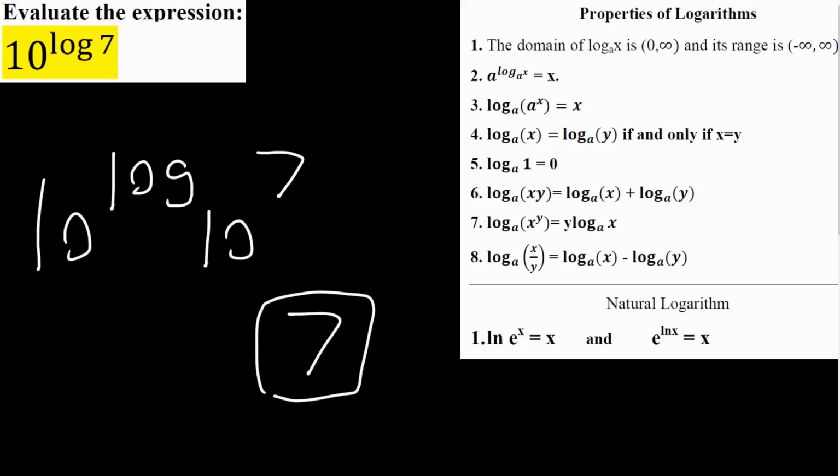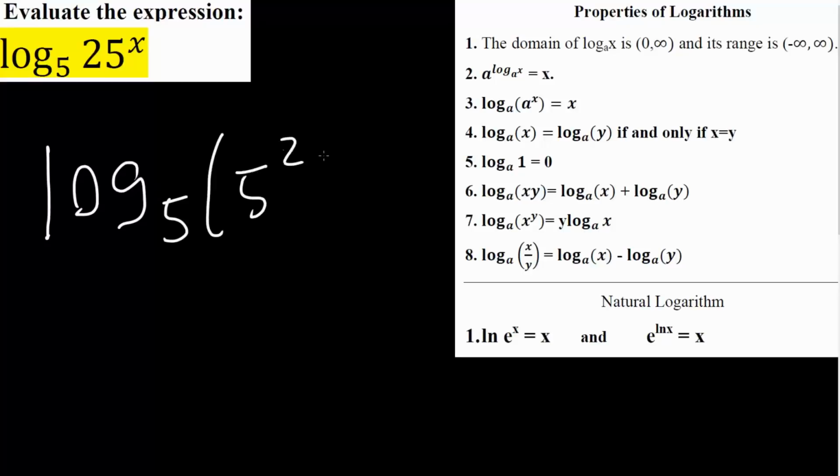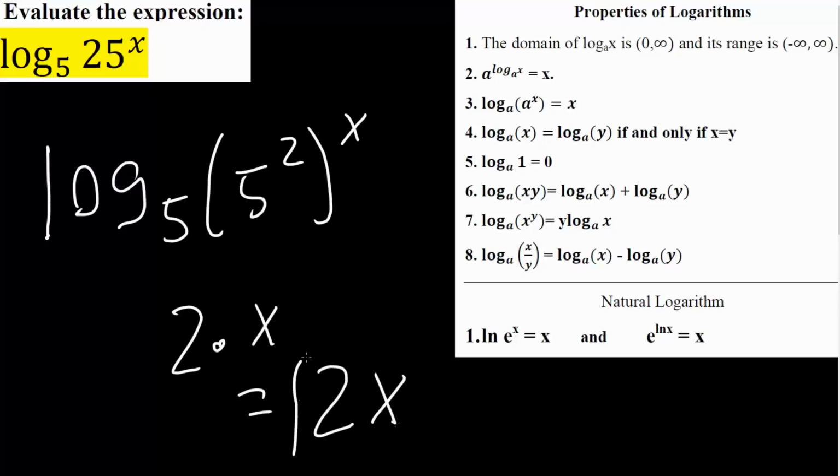And now for the fourth problem. This problem is like the first couple that we did. So we say log base 5. Instead of saying 25, we say 5 squared, and the x is still on the outside. So log base 5 like this, it's like rule number 3. And so the answer would be 2 times x, so 2x.